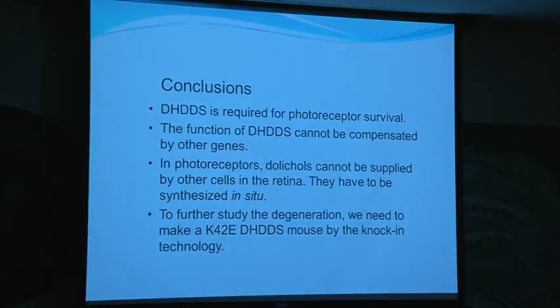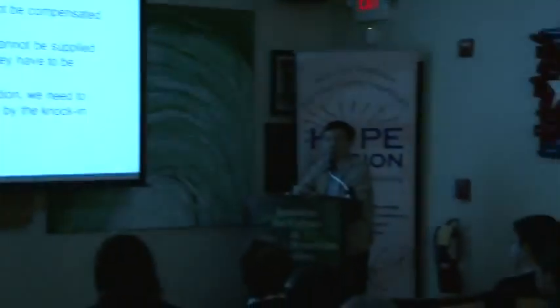So in conclusion, DHDDS is required for photoreceptor survival. The function of DHDDS cannot be compensated by other genes. In photoreceptors, dolichol cannot be supplied by other cells in the retina. It has to be synthesized in situ. And to further study the degeneration, we need to make a K42E DHDDS mouse by knock-in technology, which is underway. So I think the upshot of all this is that the conditional knockout mouse shows retinal degeneration, and it's going to be a very good model to test different treatments.